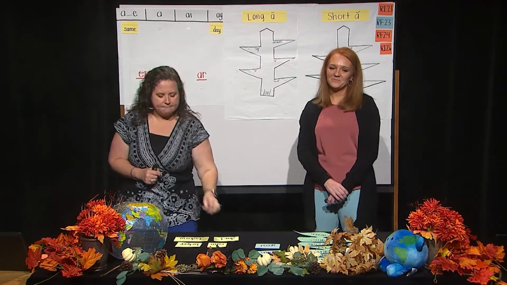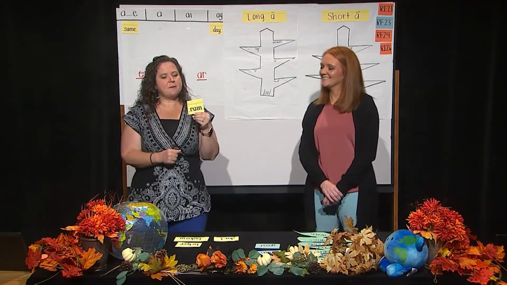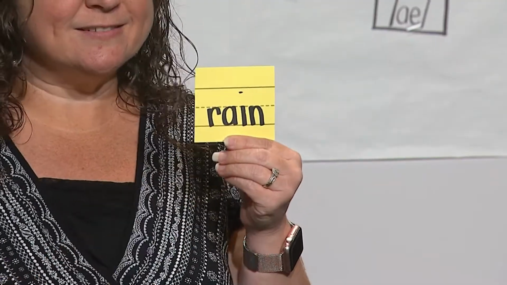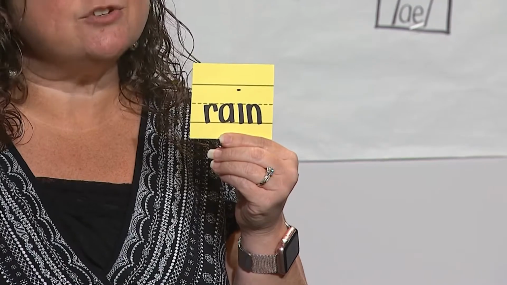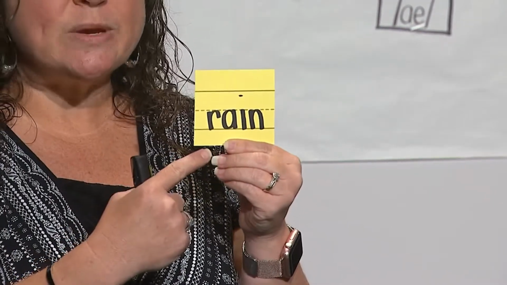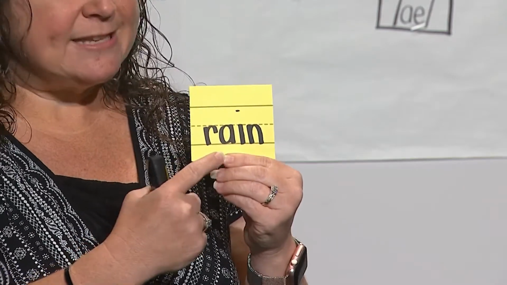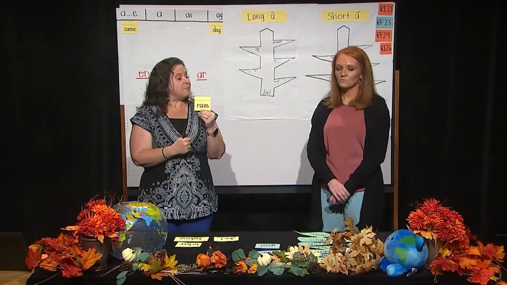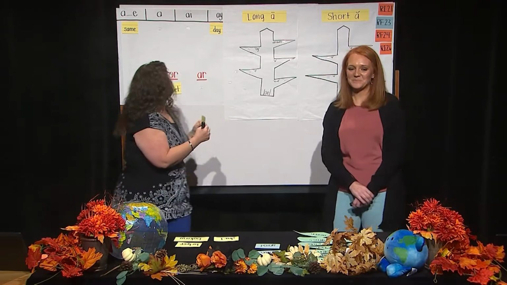Okay. All right? Take a look at this word, friends. This is rain. Tell me the vowel sound you hear. Nice work. When we look at the word, we see that the vowel sound is spelled with an AI that says A. All right? Miss Brandy, I'm going to put it in its spot. Okay.